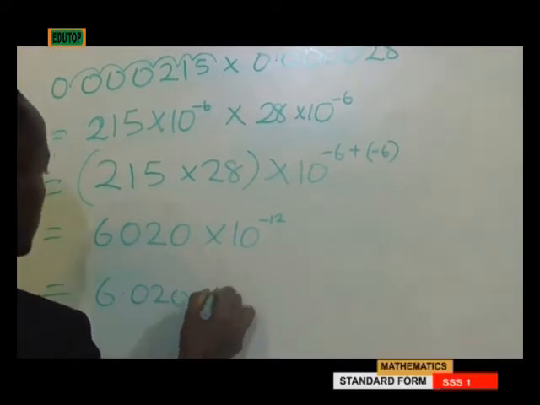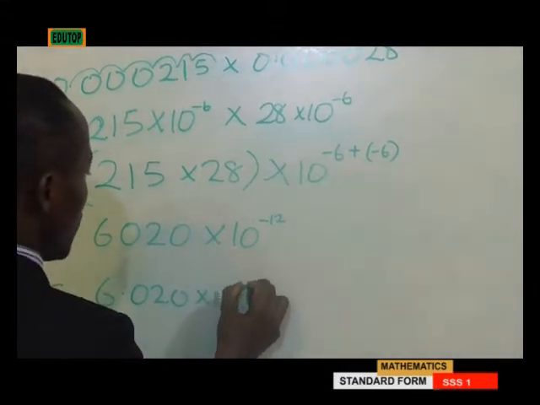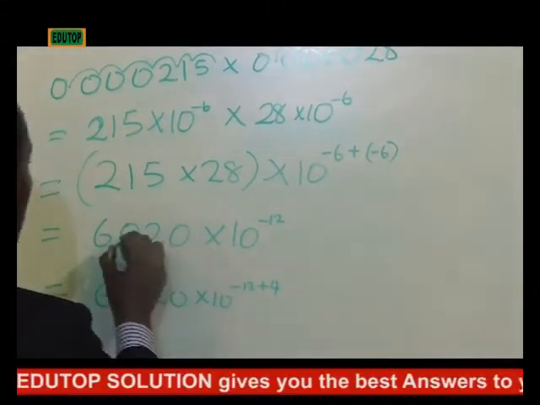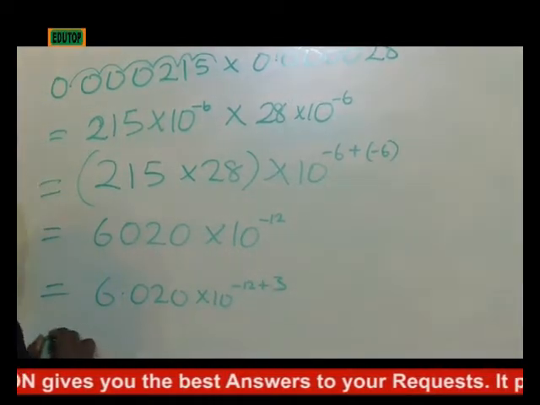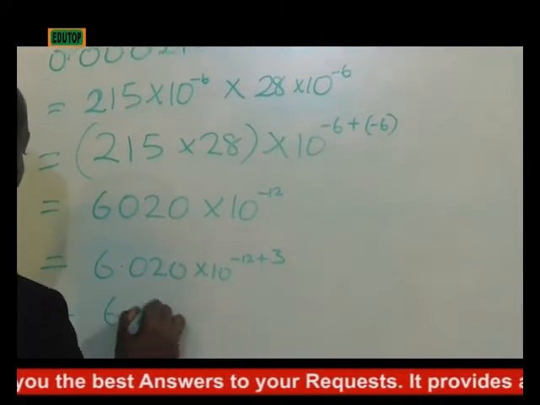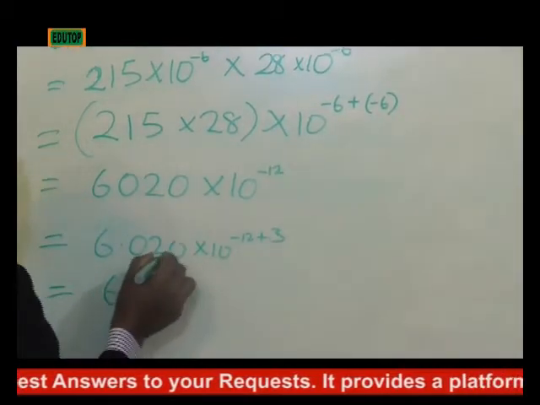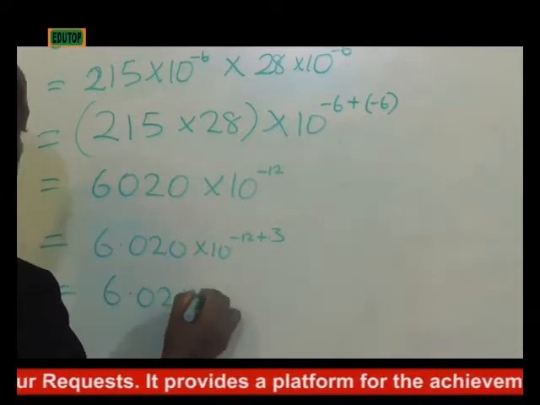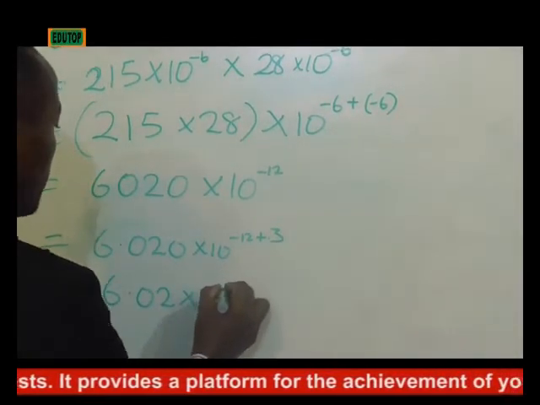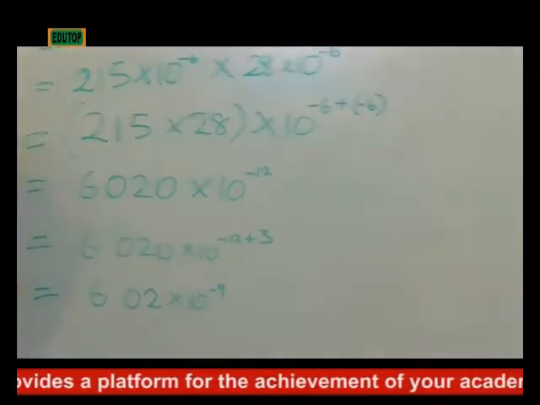6,020 times 10 raised to the power minus 12 plus 3, which will now be equal to 6.02 times 10 raised to the power minus 9, because the 0 after the final digit is of no use.